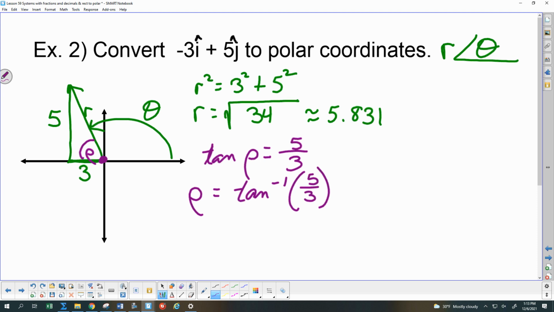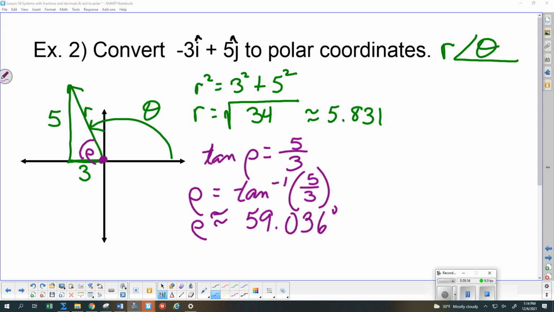And now punch that into your calculators to help me out here with this problem. And raise your hand for me when you have figured that out. Mateo, what did you get? 59 point what? 0.036 degrees.